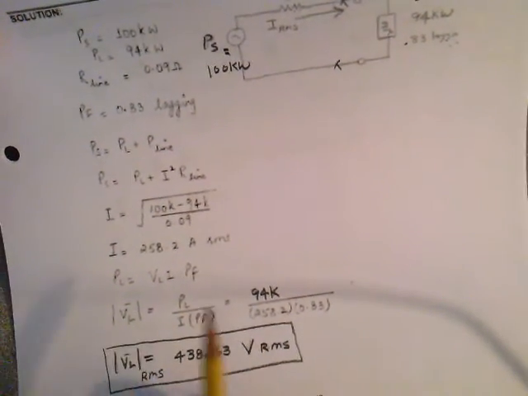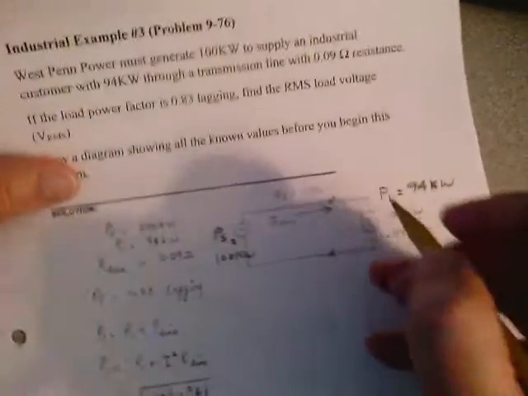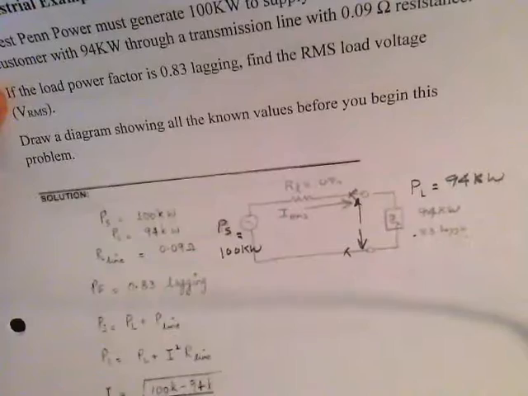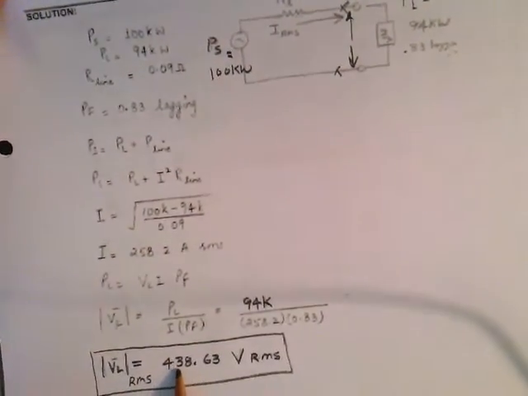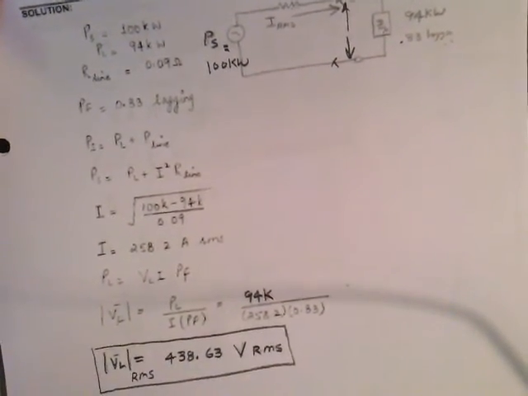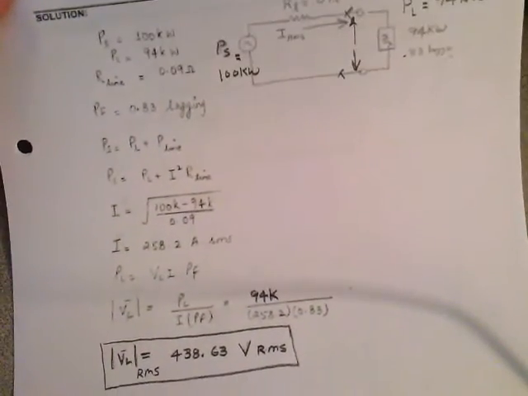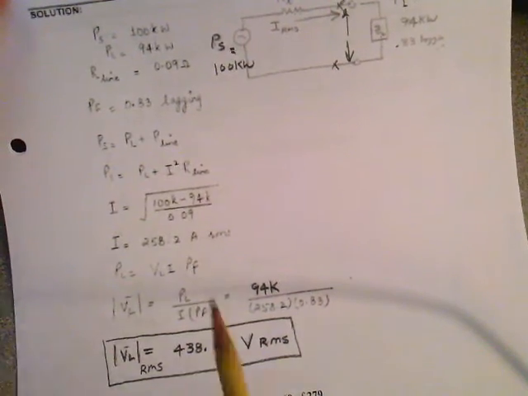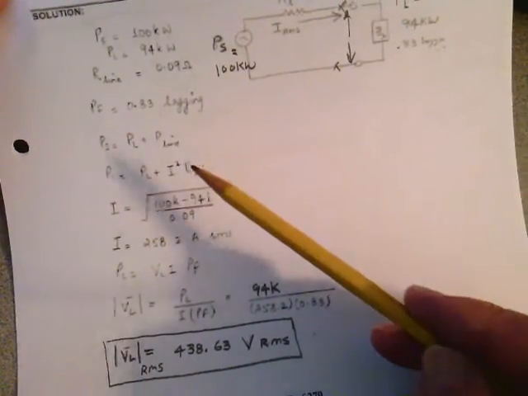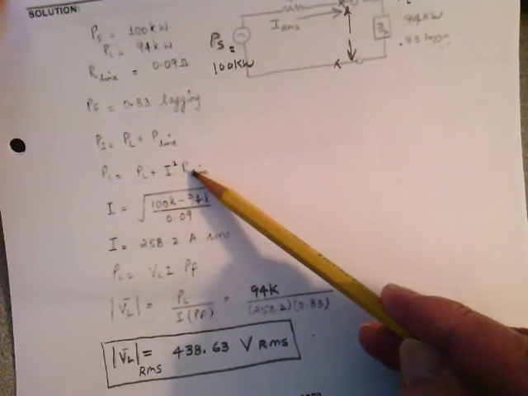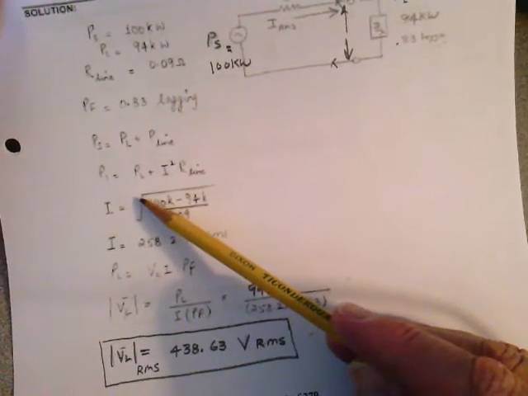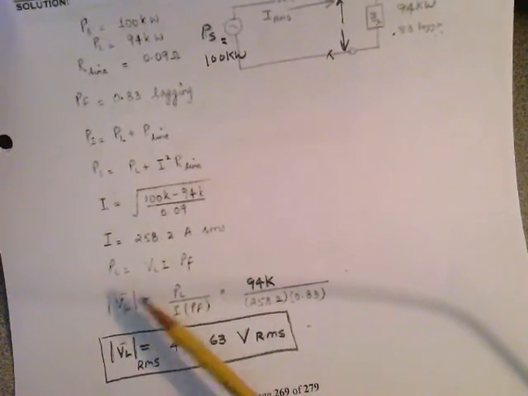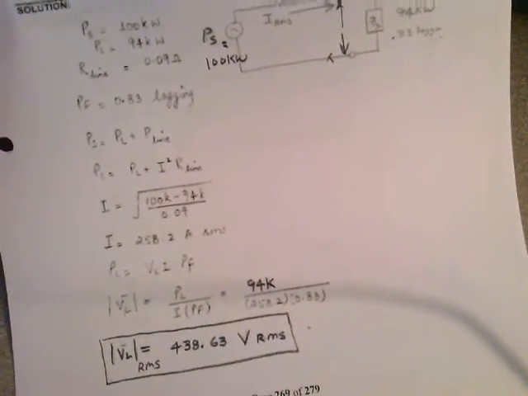Once I get the current, I can find the load voltage, the line voltage. So the voltage in the load, the voltage at the line, same thing. It's the voltage out here. It's that voltage right there. Turns out to be 438.63 volts RMS. And there's that problem. A simple conservation of power, my I squared R equation, that's the loss in the line, isolating I, finding my line voltage, knowing the power, the current, and the power factor.